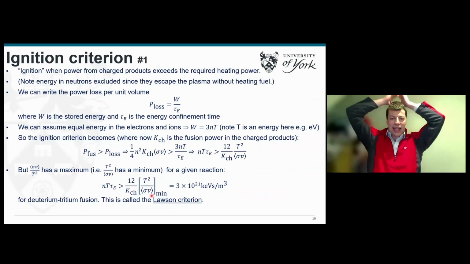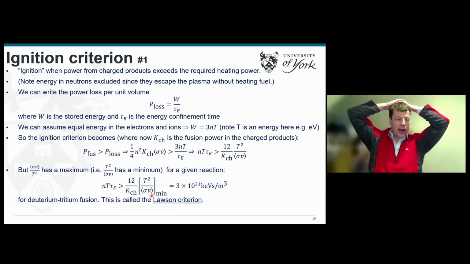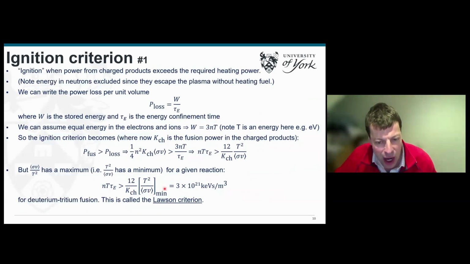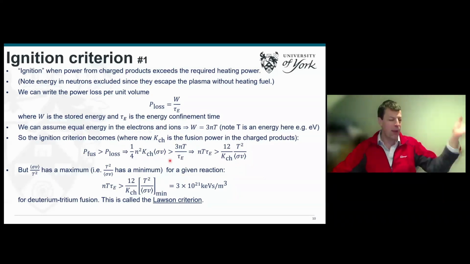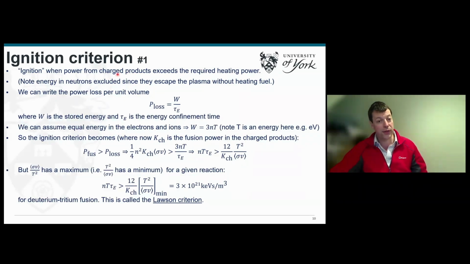Right, I've got one technical-ish slide here, and I hope it's okay if I go through this, because this gets us to a criterion, a condition that you see pasted all over the fusion literature. And I'd like to get to this technical bit, if I may. Ignition is a word that we use when the power from the charged product, so in deuterium-tritium fusion, this means the alpha particle, exceeds the required heating power.